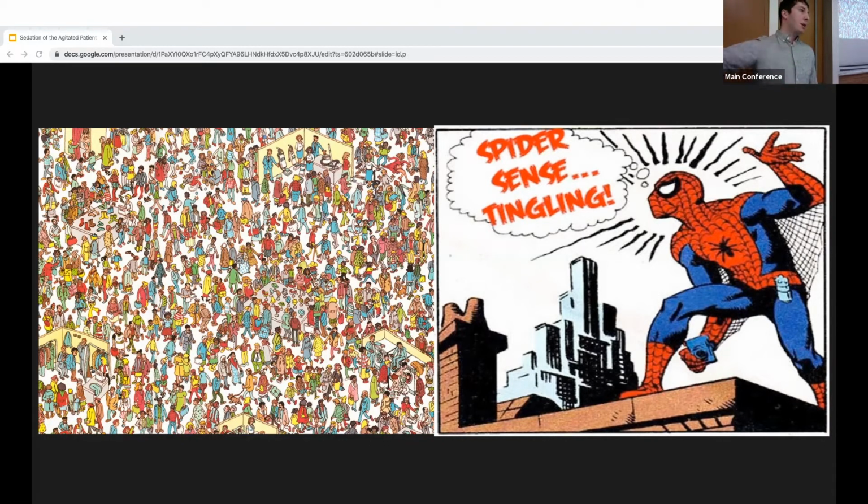So again, how do you do this? How do you find that Waldo? Right. Some people call this the spider sense, the spidey sense. People call this your gestalt.